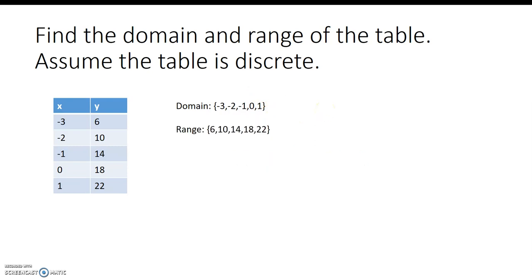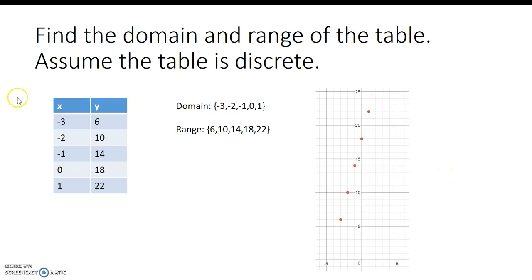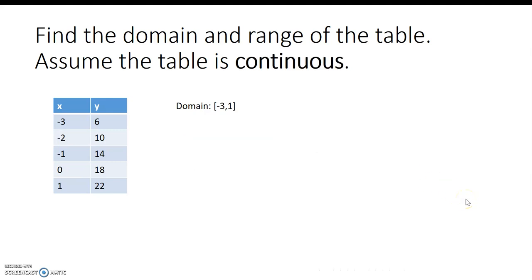When we go to do the range, it's almost the same thing. We're just listing out all the y values: 6, 10, 14, 18, and 22. So each of those y values. If you're not as comfortable with looking at the table, and you were to graph each of those ordered pairs, this is what your graph would have looked like. You would have just listed each of the x values and then each of the y values. Notice again, you can't write it as an interval because you just have each point.